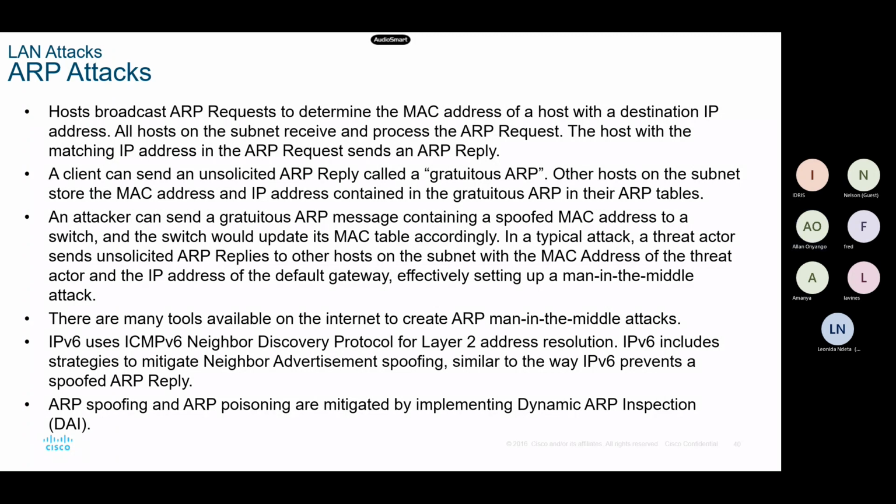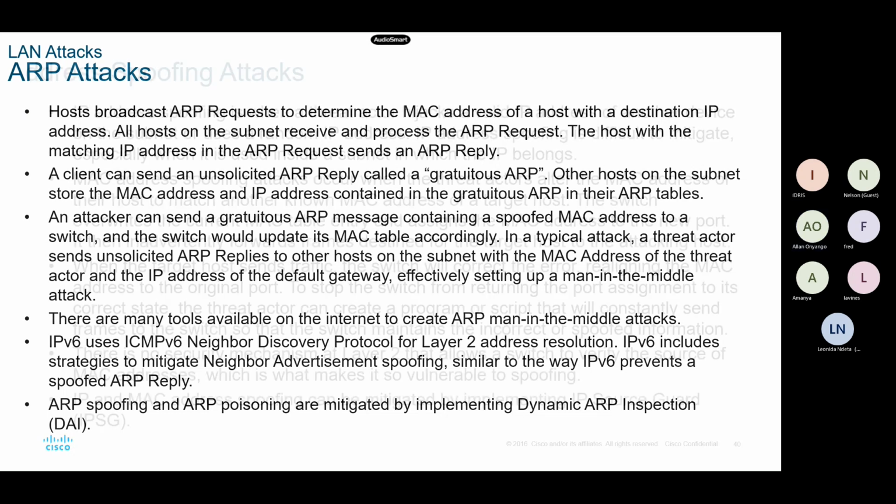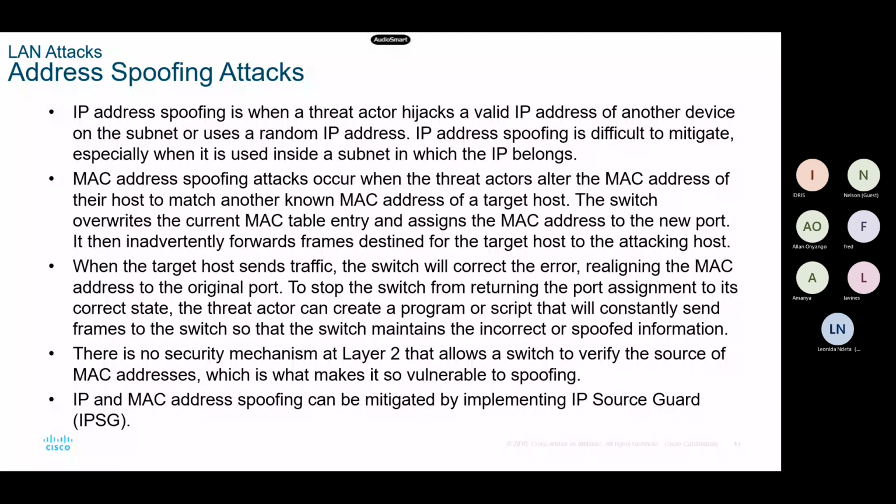And so that kind of spoofing, ARP spoofing, could be mitigated using what is called dynamic ARP inspection. And of course, spoofing could be done on the IP itself, or it could be done on the MAC address. And apart from dynamic ARP inspection, IP source guard could be used to prevent IP spoofing attacks. So the spoofing can either be on the MAC address or on the IP address.